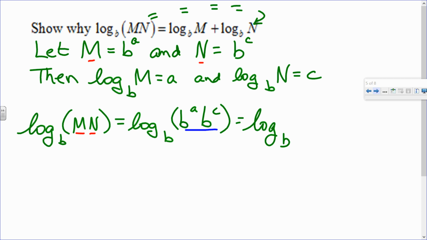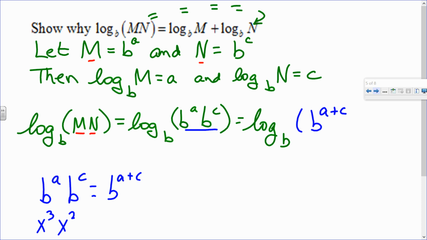Not quite yet. You're getting ahead of us. Don't jump ahead. Right now, all I want to do is rewrite b to the a, b to the c equals. If I had x cubed, x squared, what would I do with my exponents? I'd need to add them. So that's going to be b to the a plus c. So that's what I can put in here. And I really don't need parentheses around that. So log base b of b to the a plus c.